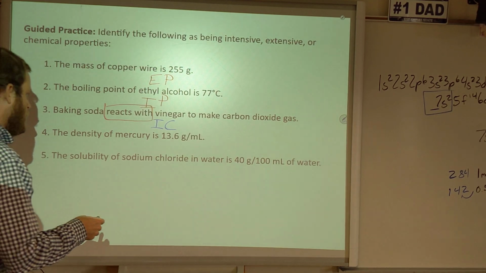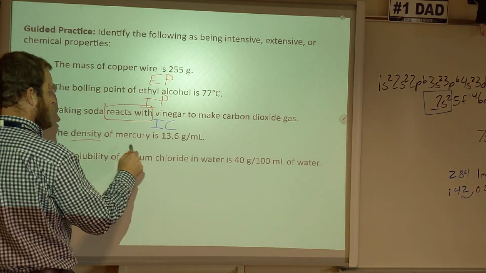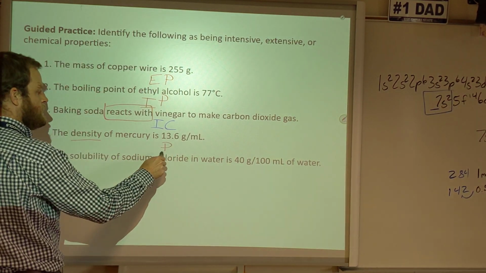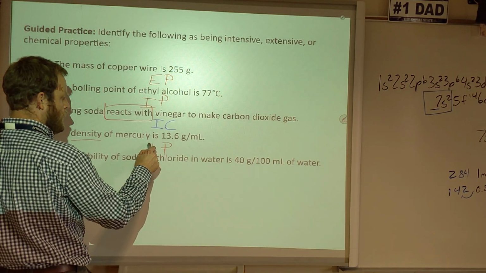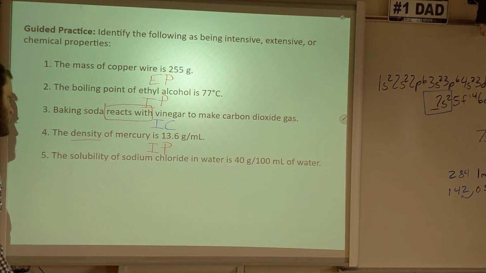4, the density of mercury. So density is physical because I don't have to change it. And then it's not going to change if I have more or less mercury. So it's intensive.